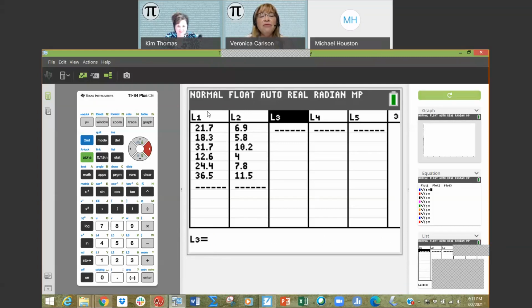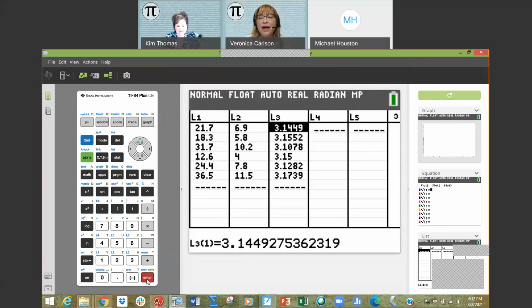Well, I have circumference in list 1, and I have diameter in list 2. And we know that this whole activity is to find the relationship between the circumference and the diameter. Over on the keypad, you can see that I have list 1 over here. It's in blue. So I'm going to go second 1, and I have list 1, and I'd like to divide that with list 2. Second number 2 gives me list 2, and I push enter, and voila.